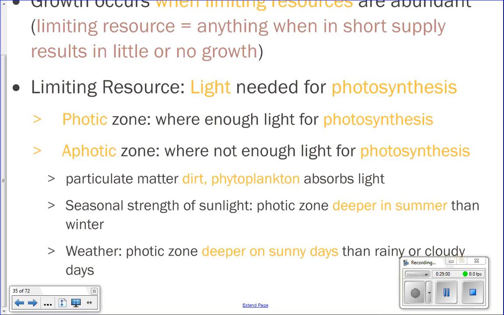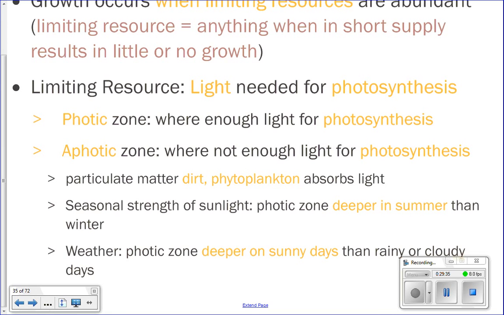The depth of the photic zone will change depending on the day and the conditions in the ocean. So we say 200 meters, but in reality that's going to be a little bit different depending on where you are and some of these factors. Particulate matter like dirt and phytoplankton in the water actually absorb the sunlight, or dirt can reflect it back, which prevents the light from going as deep into the water. So those kinds of things can reduce the depth of the photic zone.